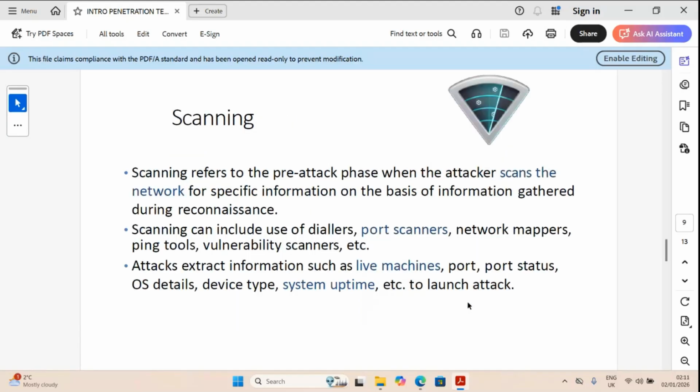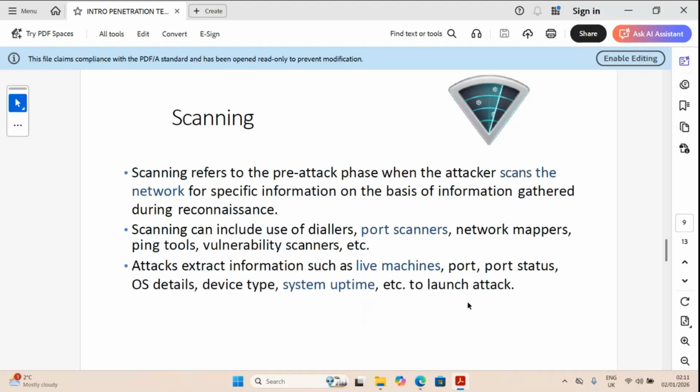After you've performed your reconnaissance, the next step is to perform your scanning. So scanning refers to the pre-attack phase when the attacker scans the network for specific information on the basis of information gathered through reconnaissance. I've explained to you some of the information that we seek to gather when we perform scanning. We look out for accounts with weak passwords, operating system versions running on computers. We also look out for application and services vulnerabilities. We also look out for application and services configuration errors by the system administrators, obviously. And we also look out for open ports and their running versions or services.